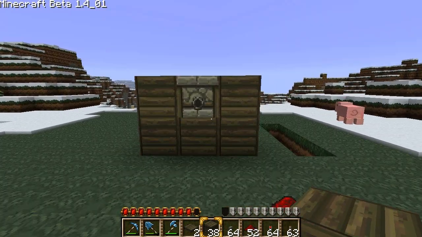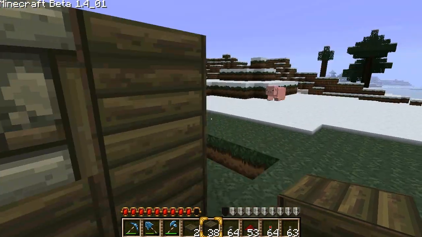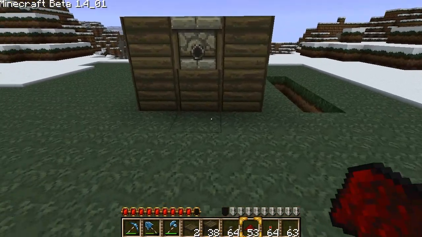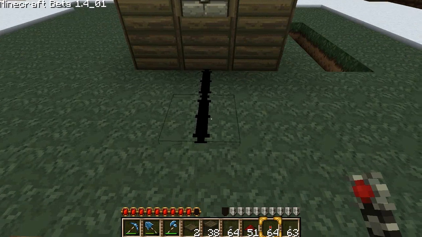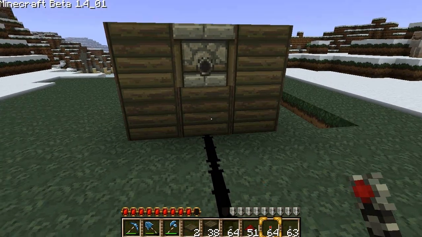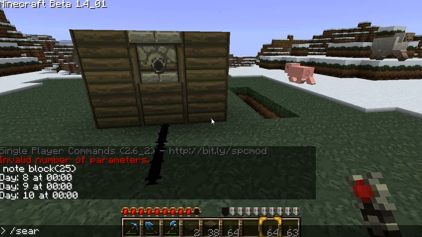Now, this is a dispenser. Dispensers dispense stuff. Surprisingly. They can just simply throw objects out. So if I put wool in there, wool comes out. They can be used to fire stuff out, which is the most useful way of using a dispenser.